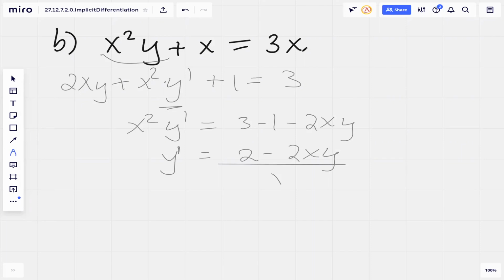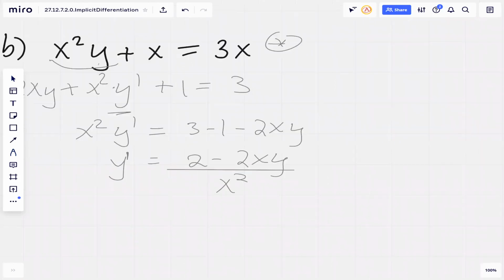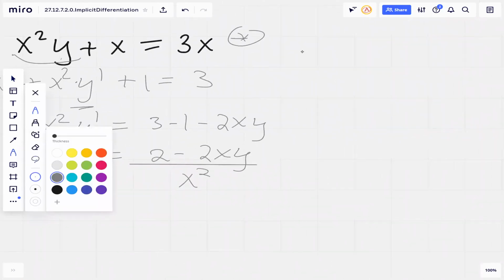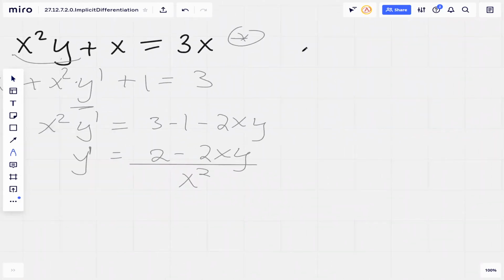Divide all that by x squared, and we have a y in there. So let's solve for y from our equation. Let's just do that over on this side. All right, pick another color to do that in. So x squared y plus x equals 3x. Let's solve for y. So we're going to bring everything over to the right-hand side.